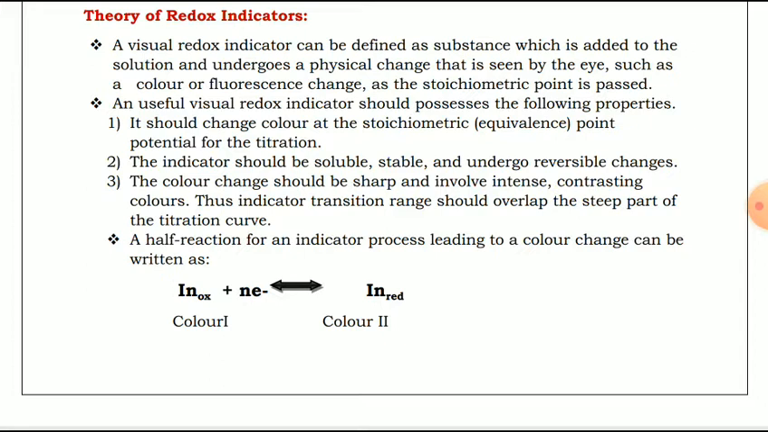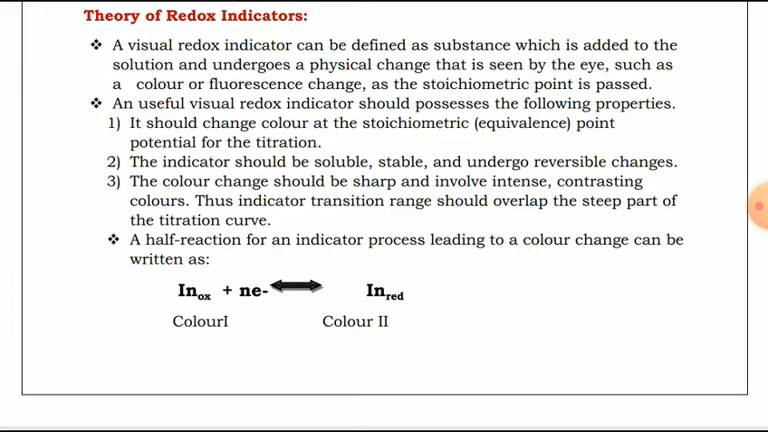Third, the color change should be sharp and involve intense contrasting colors. Thus, the indicator transition range should overlap the steep part of the titration curve. A half reaction for an indicator process leading to a color change can be written as In(ox) + ne⁻ ⇌ In(red). Here IN stands for indicator and OX is the oxidized form.